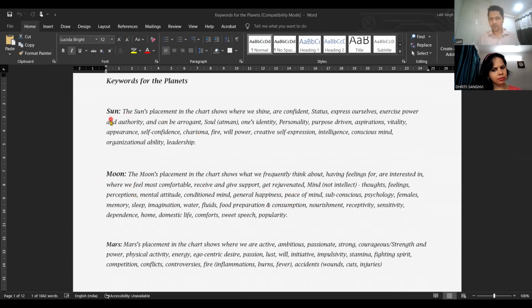Okay, so just like I told you, if the Sun is not good, the status, that means the reputation is not there. They're not able to self-express, they're not creative if it's bad. But to conclude whether it's bad or good, you get the idea in the second session. This is a general quality which you just need to understand. Okay.